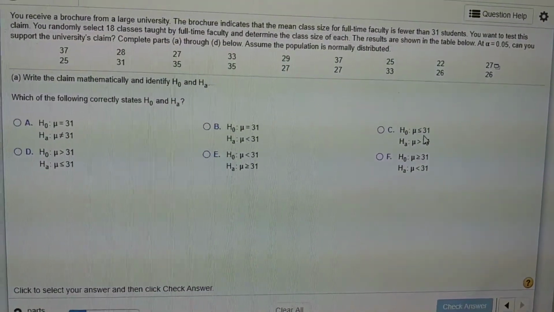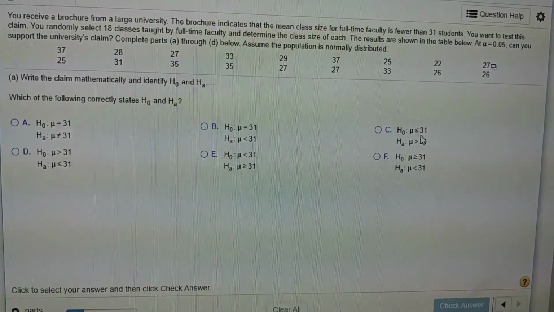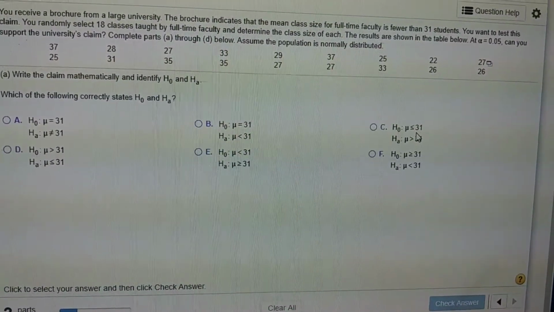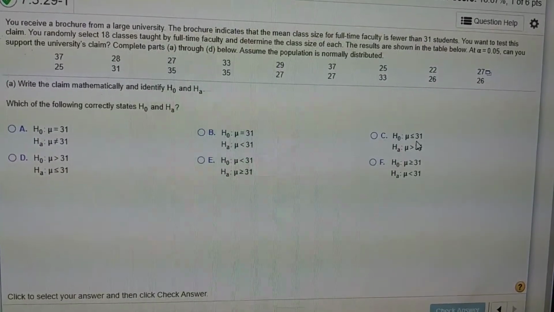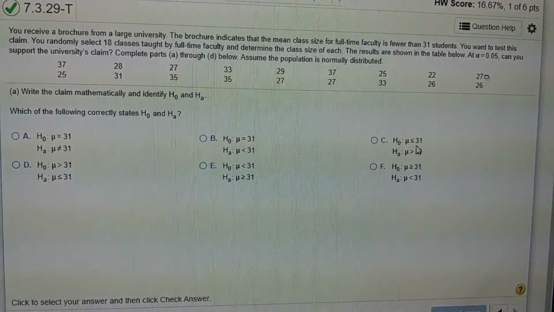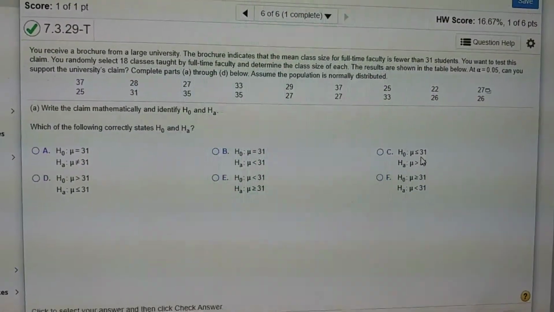All right. You receive a brochure from a large university. The brochure indicates that the mean class size for full-time faculty is fewer than 31. Okay, so right there, we already know where we're going. Fewer than, less than 31. So we want to test this claim. Our alternative hypothesis is our claim, left tail, fewer than 31.